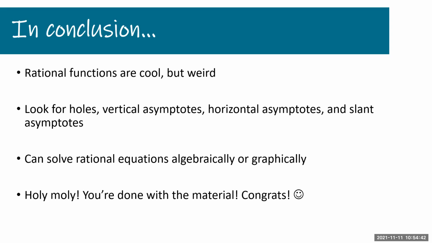Horizontal asymptotes are based on the degrees at the top and the bottom. So if the top degree is larger than the bottom degree, there's no horizontal. If the bottom degree is bigger than the top degree, it's y equals 0. And if the degrees are the same, we have the ratio of the leading coefficients. Slant asymptotes occur only when the top is exactly 1 degree bigger than the bottom. And we have to use synthetic division to get the equation of that slant asymptote line.